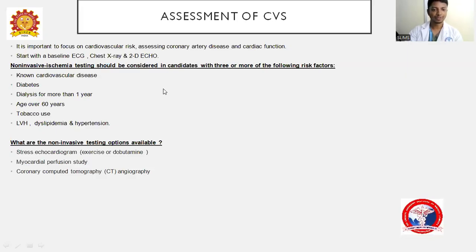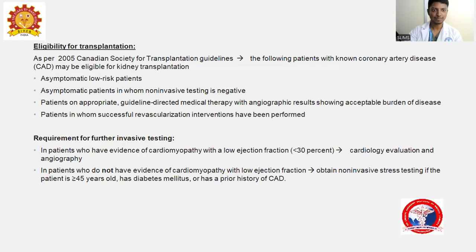What are the non-invasive testing options available? We can do a stress echocardiography with exercise or dobutamine, myocardial perfusion study, and CT angiography can also be employed. So, who's eligible for transplantation? It's as per the 2005 Canadian Society of Transplantation guidelines, which we follow. Patients with known coronary artery disease may be eligible for kidney transplantation.